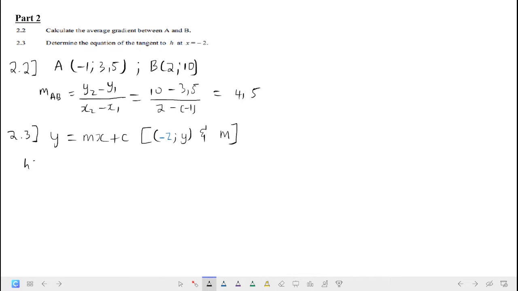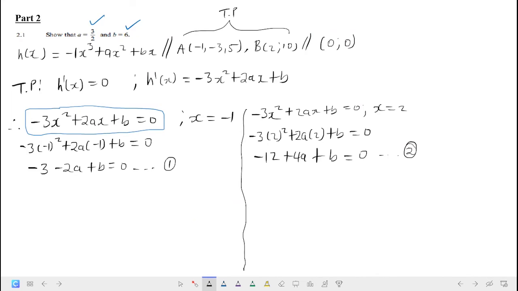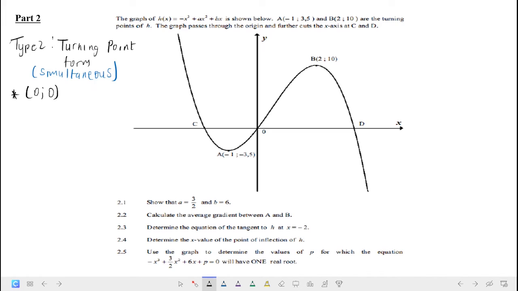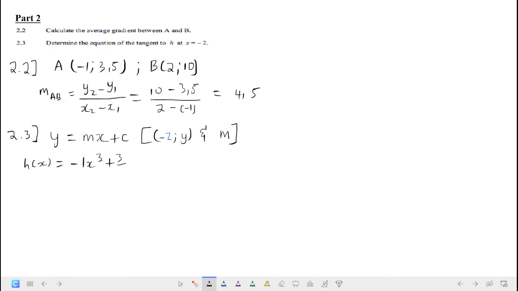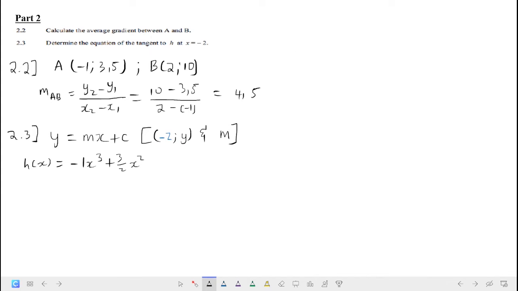So what we're going to do is first write h of x. Now h of x, when it's updated, is going to be minus 1x cubed, right, plus 3 over 2 x squared, just double check here, plus 6x. There we go. So h of x, now we're going to substitute the x value here to find the y value.